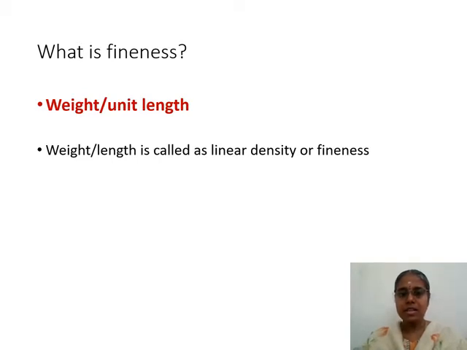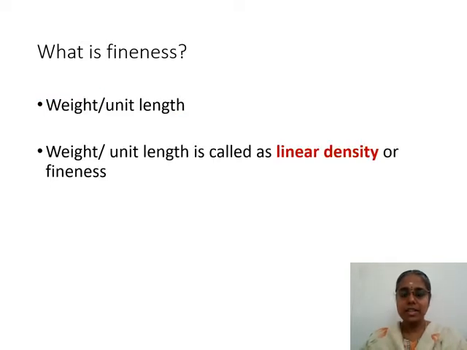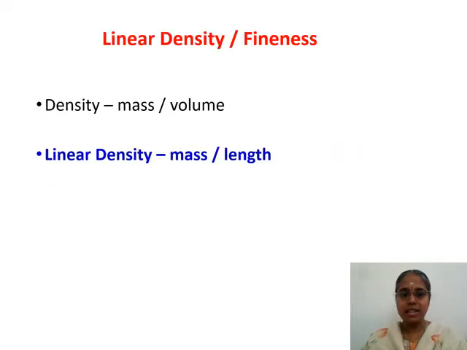Next, fineness is expressed in weight per unit length. So weight by length is fineness. It is expressed as weight per unit length, like microgram per inch, gram per 10,000 meters, gram per 9,000 meters. Weight by length is also called linear density. So fineness and linear density mean the same: weight per unit length. The weight and the length terms differ according to the terminologies, but linear density and fineness are both one and the same.